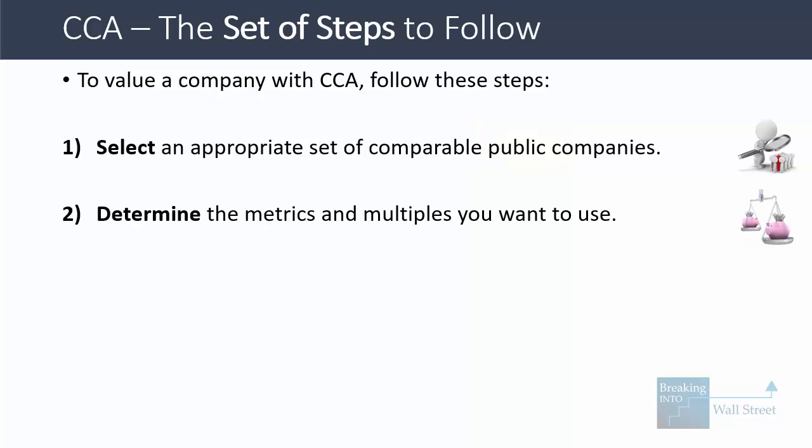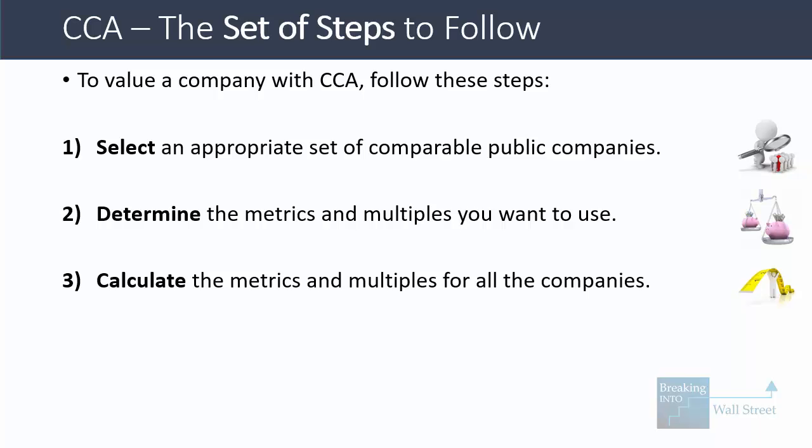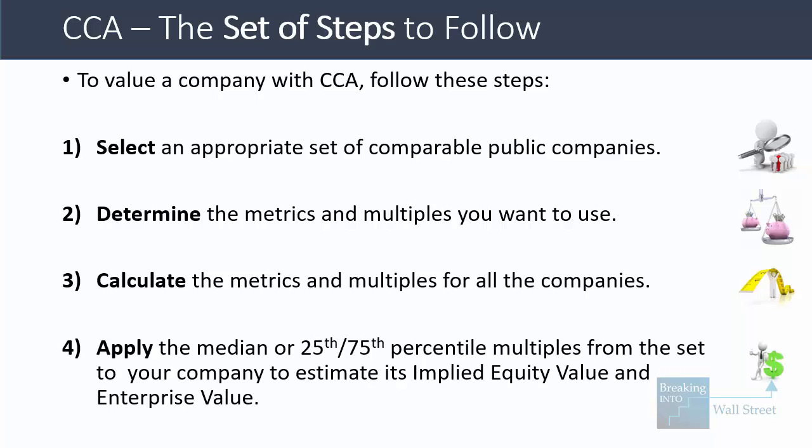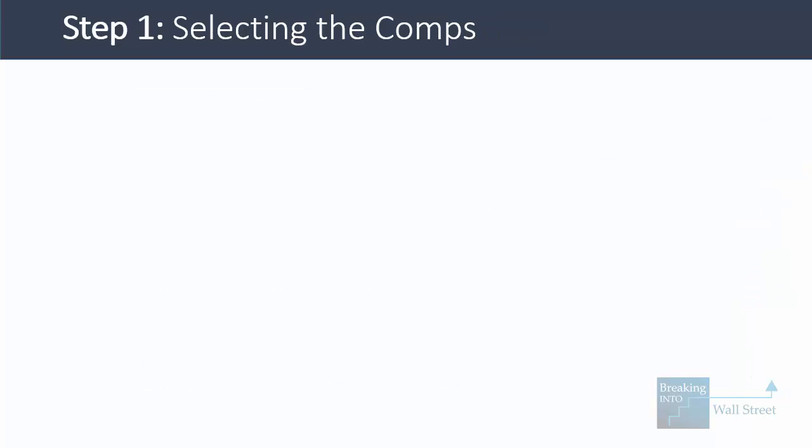Then you determine the metrics and multiples that you want to use to analyze these companies as they relate to your company. Then you calculate those metrics and multiples for all the companies, and then you apply the median or sometimes the 25th percentile or 75th percentile numbers from the set to your company to estimate its implied equity value and implied enterprise value, and if it is a public company, eventually its implied share price.